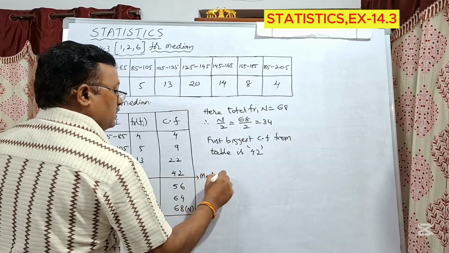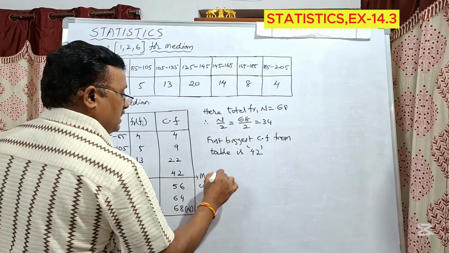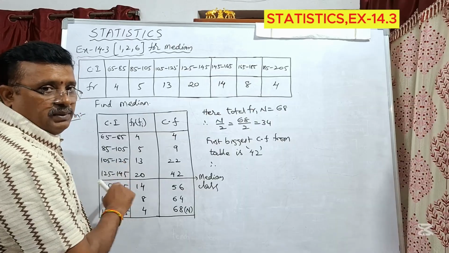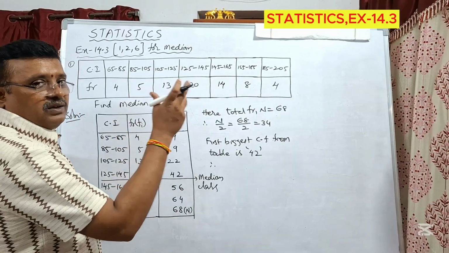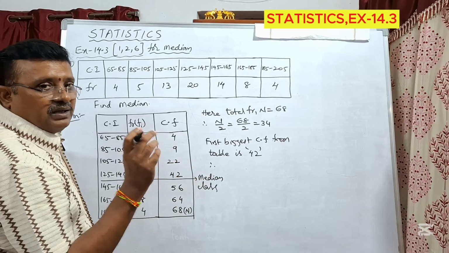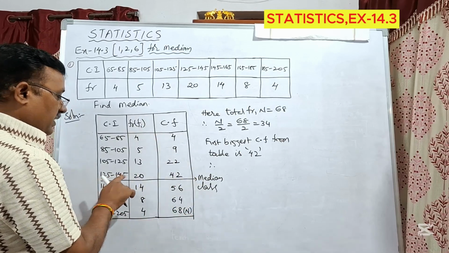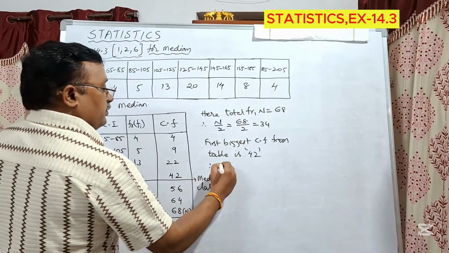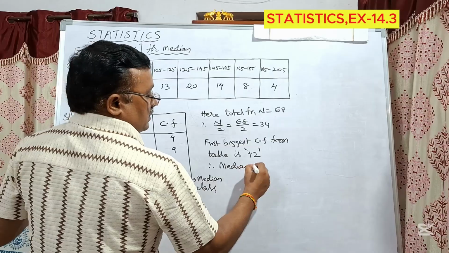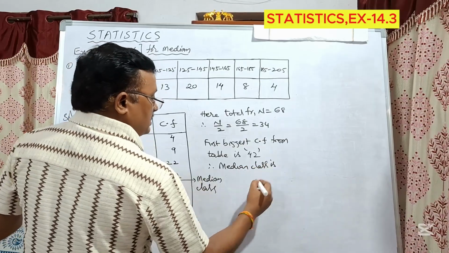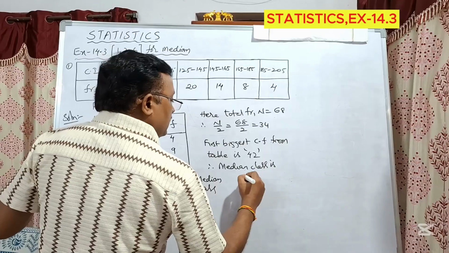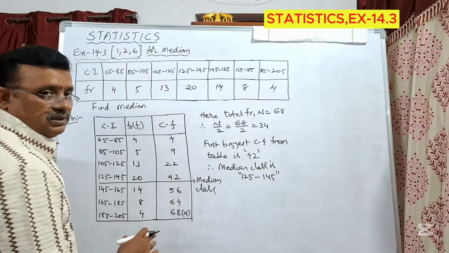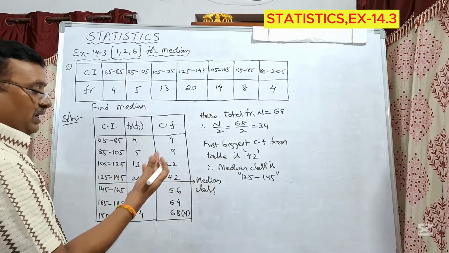So the median class here is, what is that one? 125 to 145, that is the median class. So after applying the formula and simplification, the median value will lie between 125 and 145. Keep it in mind and check it out. Therefore, concluding, the median class is, what is that one, Anna? 125 to 145. So that one we traced out. From that you can trace out all the values.